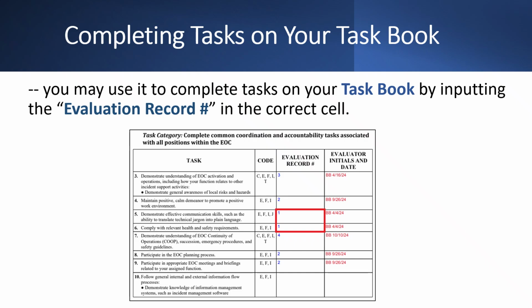For example, this image indicates task 5, which reads, demonstrate effective communication skills, such as the ability to translate technical jargon into plain language, was completed in the experience listed as evaluation record number 1. Therefore, you simply need to input 1 in the cell to the right to complete the task.